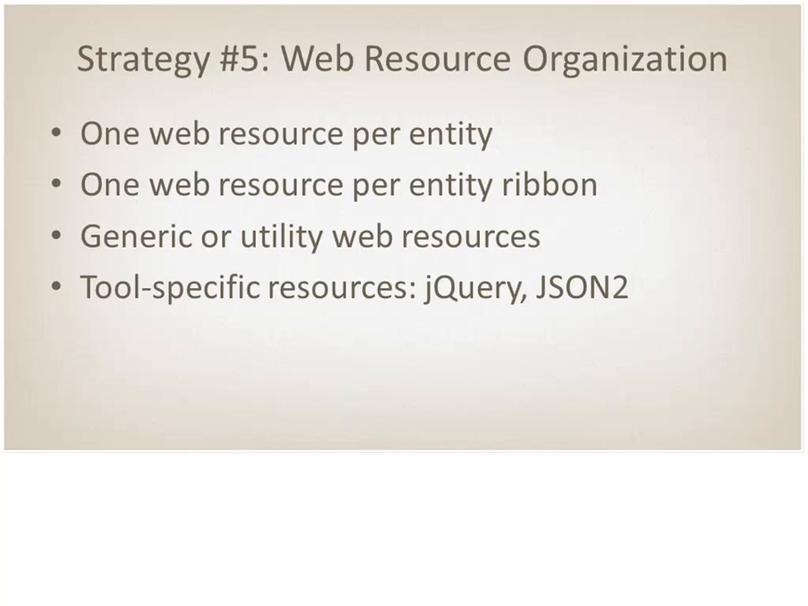Okay, so when you move from 4.0 to 2011, it's going to move everything to a web resource. So the way that I like to define things, and this is any of the 20x, 21x versions of CRM, is I like to have one web resource per entity. I like to have a web resource that has any code that relates to buttons on the ribbon in its own web resource. And then I like to have generic or utility web resources for custom code that I create that is not specific to an entity.